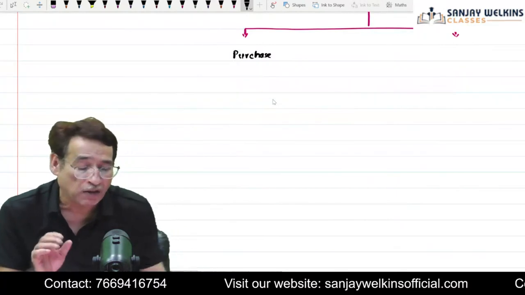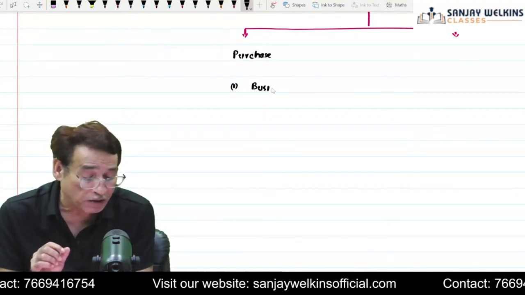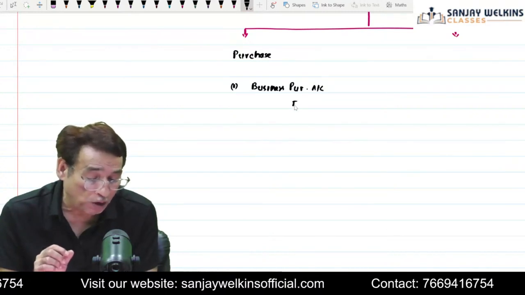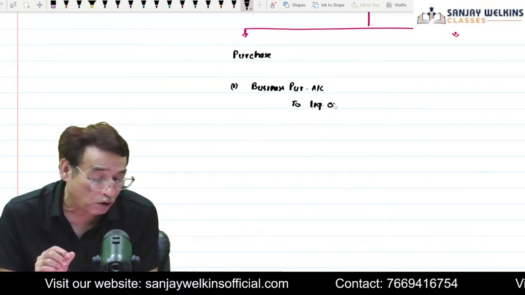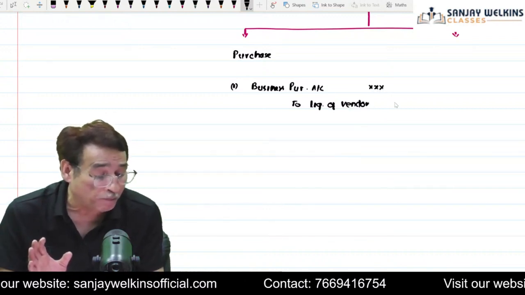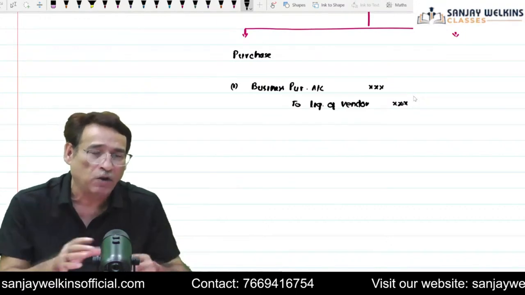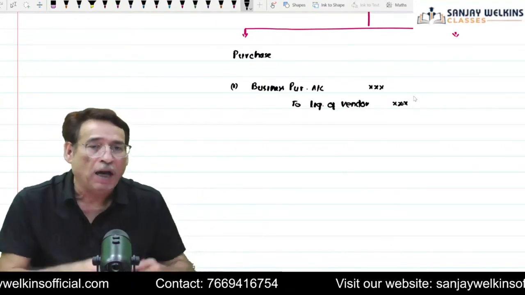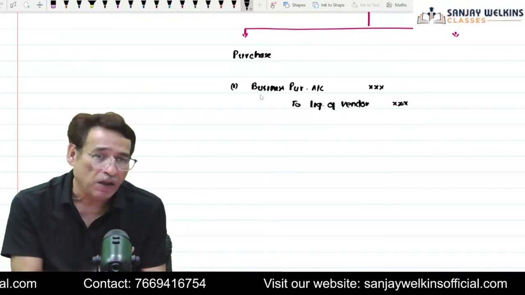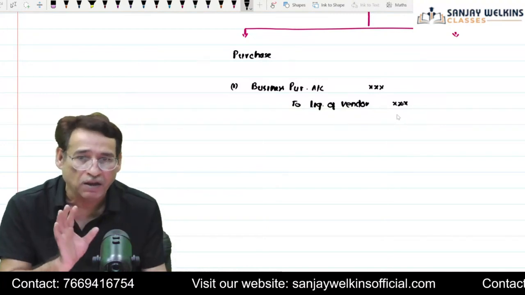how will the entry be passed? The first entry you are going to pass like this. Business purchase account debit, to liquidator of vendor company. It means, first of all, here you will write the amount of purchase consideration. It means you have acquired the business from the liquidators of the vendor company. As you know, when a company gets liquidated, the court appoints a liquidator. And generally the liquidator takes charge of the vendor company and dealings are done with the liquidator by the acquirer entity. So this entry means we have acquired the business at this amount and we are supposed to make a payment of this amount to the vendors. This is the meaning of this entry.